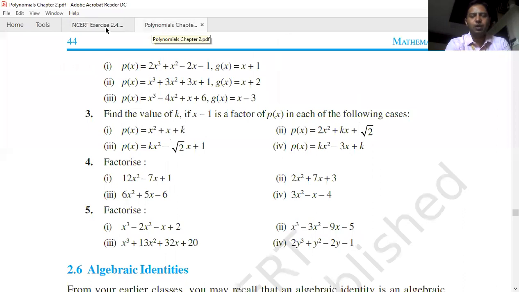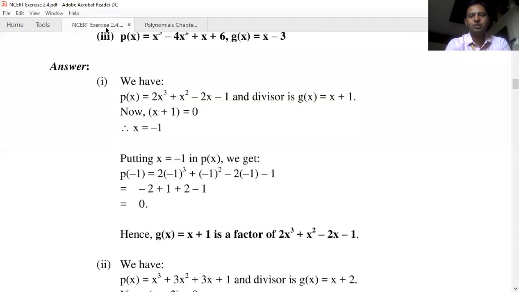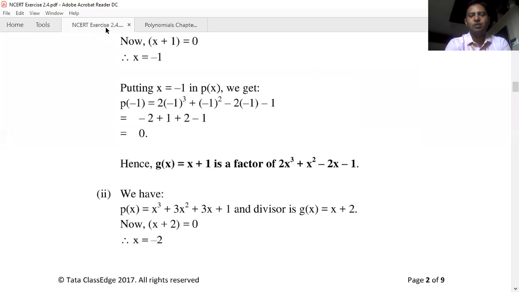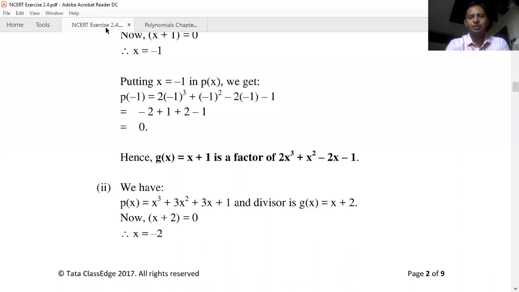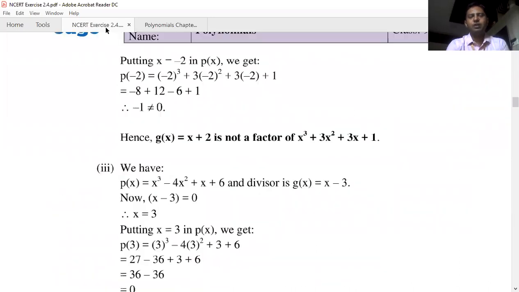x cubed plus 3x square plus 3x plus 1 and x plus 2. If x plus 2, x is equal to minus 2. Let me know whether it is 0 or not. So we'll substitute x equals minus 2 in the given polynomial. Minus 2 cube will be minus 8. Then 3 of x square, that is 3 of minus 2 square. Minus 2 square is 4, 4 threes are 12. 3 of minus 2 is minus 6, and plus 1.